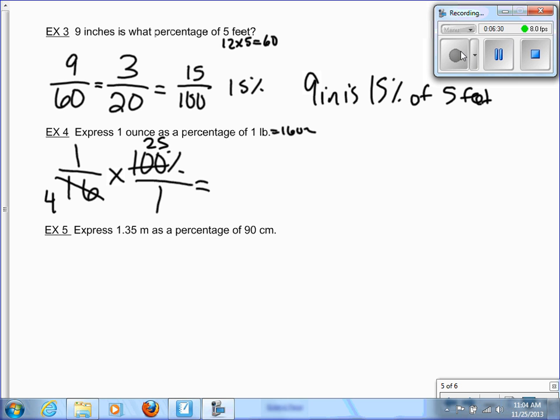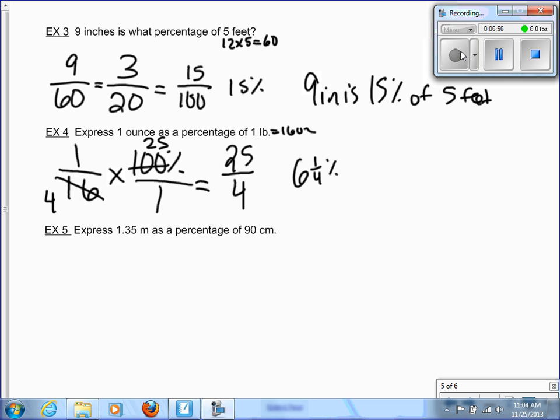And then you multiply straight across, and what'd you get? 25 fourths. No, this 25 fourths is actually not a fraction. It's now a percentage. As soon as we multiply by this 100% over 1, it's a percent now. So it's much easier to simplify 25 divided by 4. It's 6 1/4%.